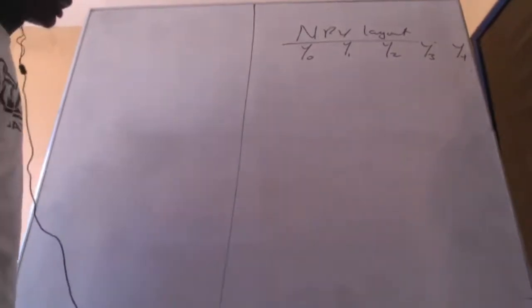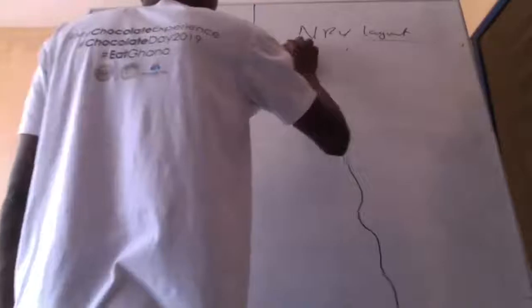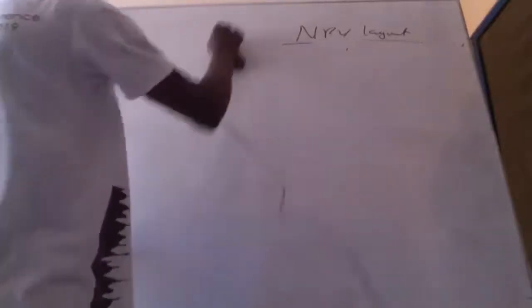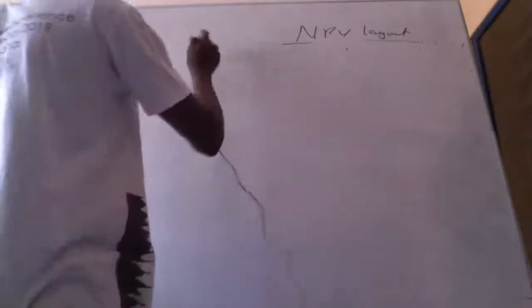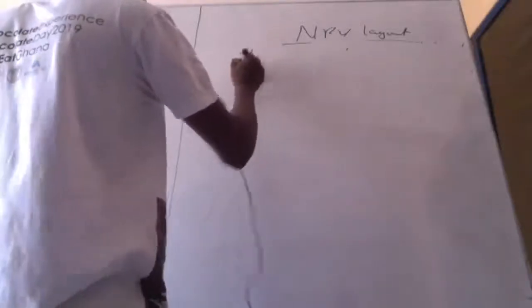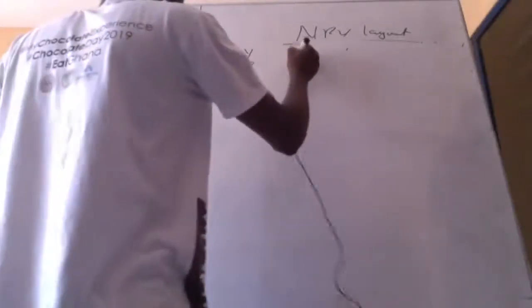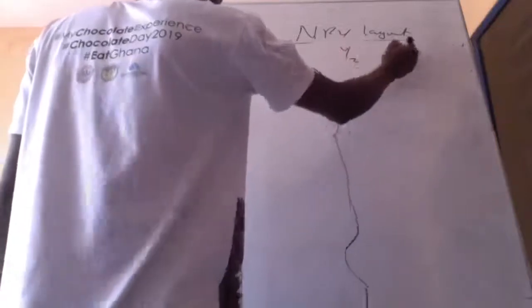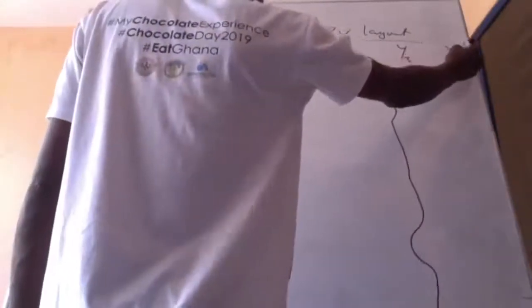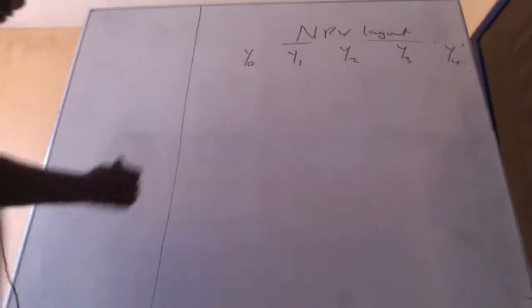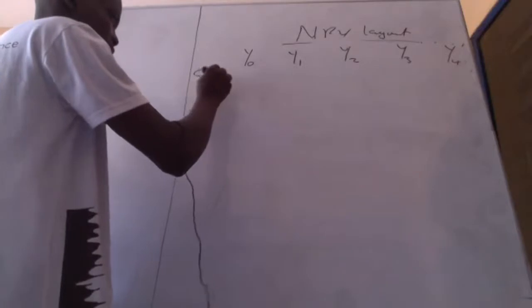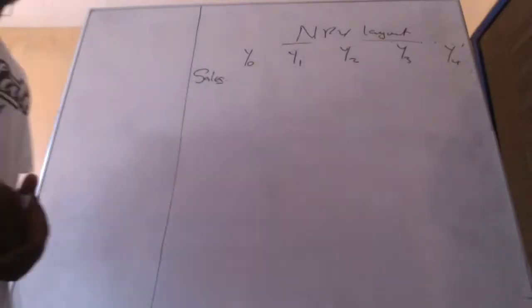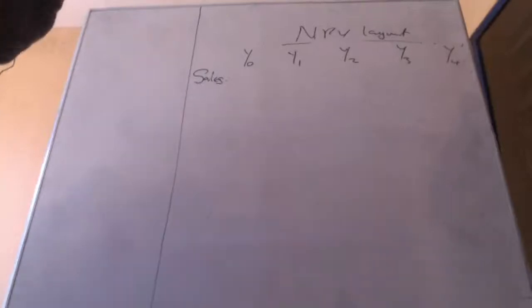Let me increase the space here. Okay, so year 0, that's now, today. Year 1, year 2, year 3, and then finally year 4. Okay, so I'll start with sales. What's the sales revenue? It is the selling price times the units. So what's the sales revenue?